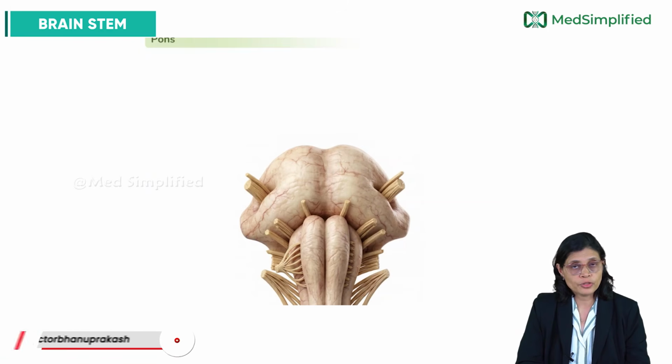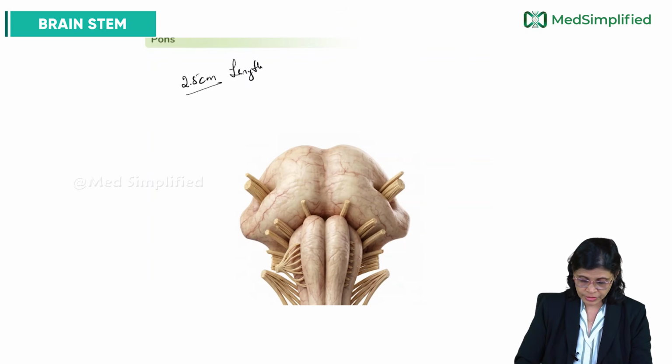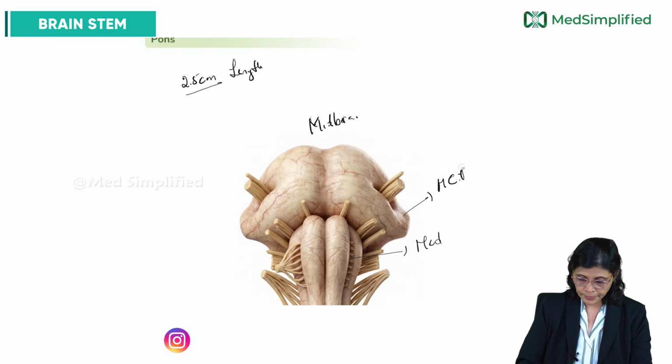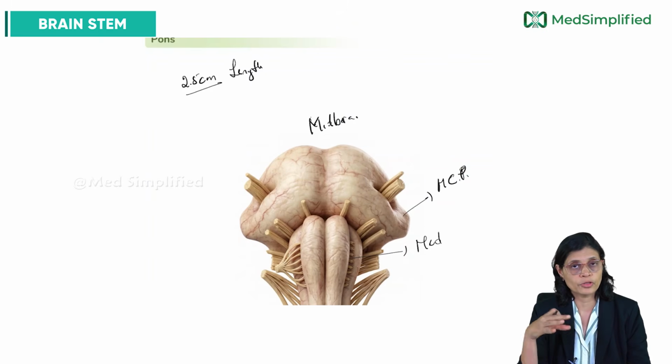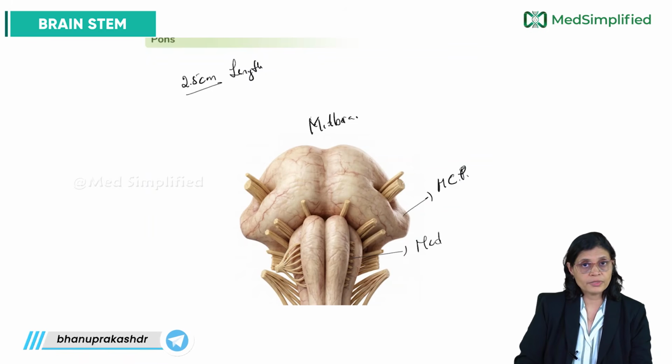So next we move on to the middle part of the brainstem, that is the pons. The pons is about 2.5 centimeters in length. This pons lies between the medulla here. So this is the medulla, and above there will be the midbrain. And on either side of it, this is the middle cerebellar peduncle, which will be connecting the pons to the cerebellum. Because the pons forms a kind of bridge between the two cerebellar hemispheres, that is why it is called pons. Pons in Latin means a bridge.